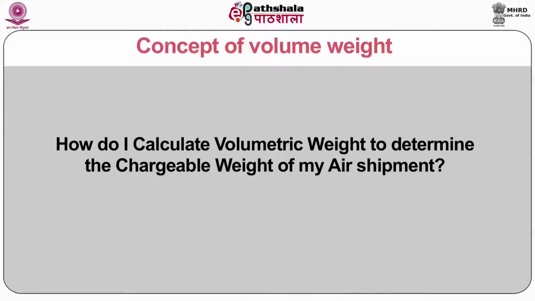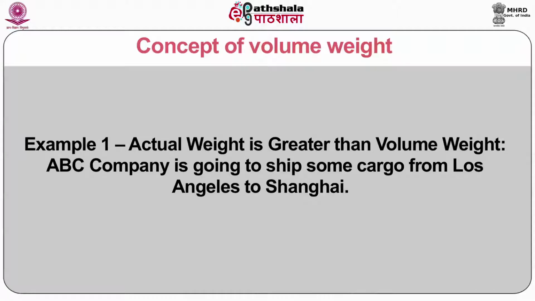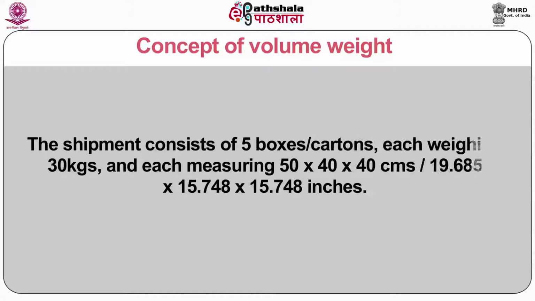Example 1. Actual weight is greater than volume weight. ABC company is going to ship some cargo from Los Angeles to Shanghai. The shipment consists of 5 boxes or cartons, each weighing 30 kgs and each measuring 50 into 40 into 40 centimeters, or 19.685 into 15.748 into 15.748 inches.